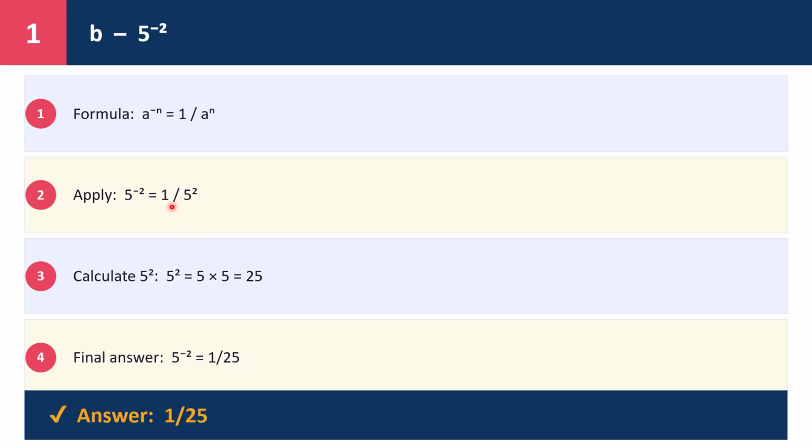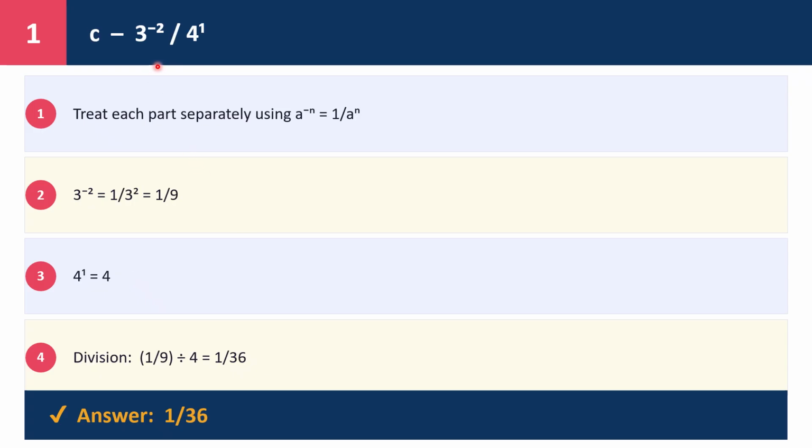Okay. So we are going to calculate what is 5 square. How many times does the 5 have to be repeated? That is 2 times, right? Why? Because the power is 2. So 5 into 5 equals 25. So 5 power minus 2 is 1 by 25.